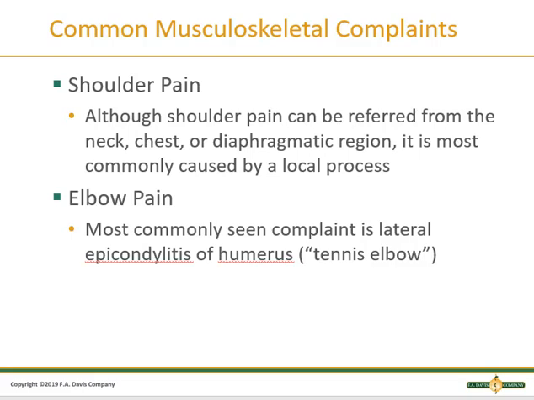Next, let's talk about shoulder pain. And this is pain or dysfunction that can occur in the shoulder girdle and is common in musculoskeletal complaints. It can happen to a variety of ages and different activity levels. This pain can be referred from a variety of regions such as the neck, the chest, or the diaphragmatic region, but it is most commonly caused by a local process.